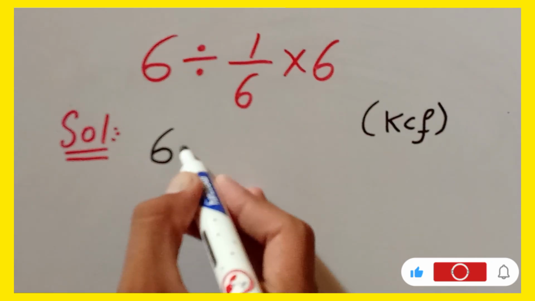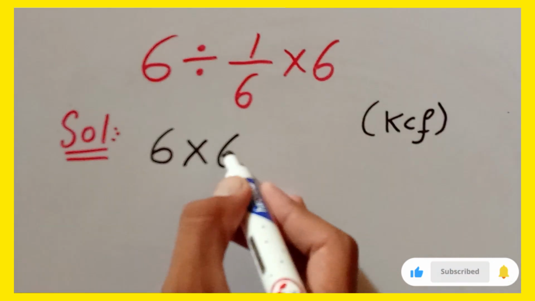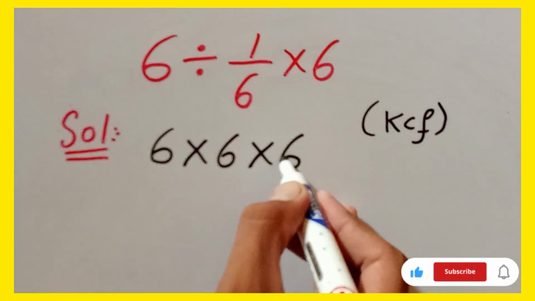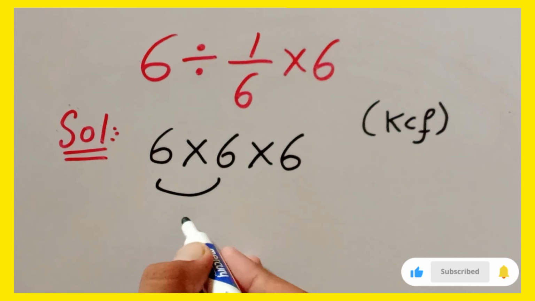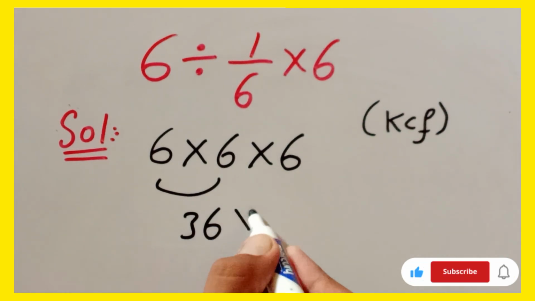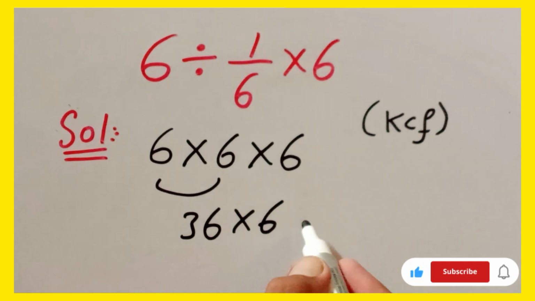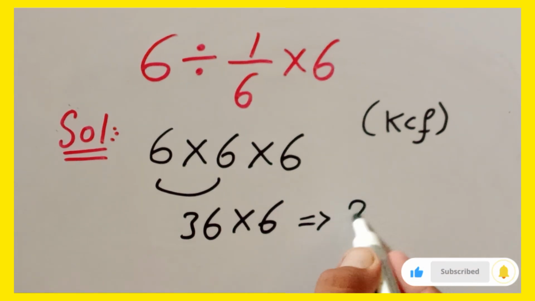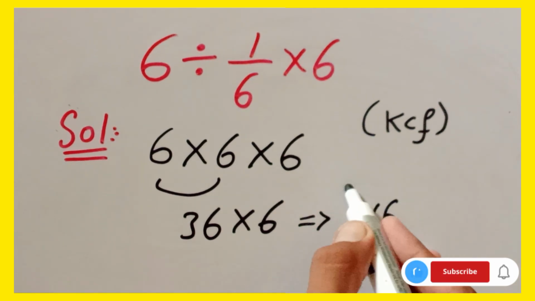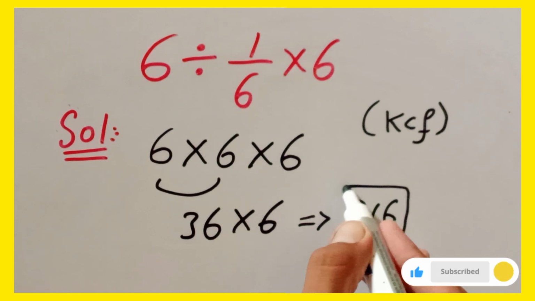So 6 multiplied by 6 multiplied by 6. 6 times 6 is 36, times 6, which is equal to 216. Guys, this is the final answer of this expression.